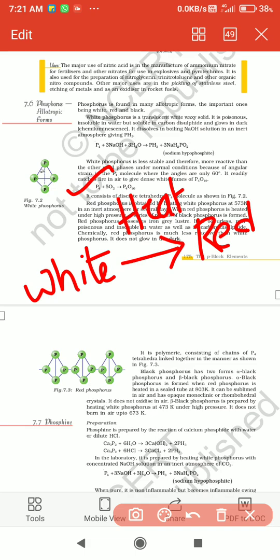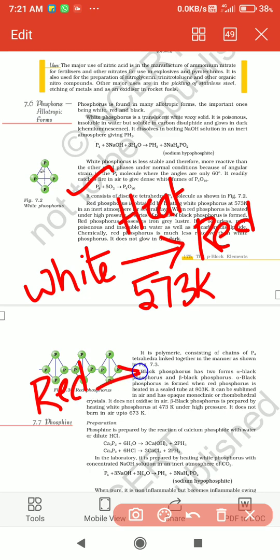And how much temperature is maintained during this conversion? A temperature of 573 Kelvin is required. So white phosphorus is maintained up to 573 Kelvin, and applying heat energy gives red phosphorus. Further applying heat energy, we will get black phosphorus.